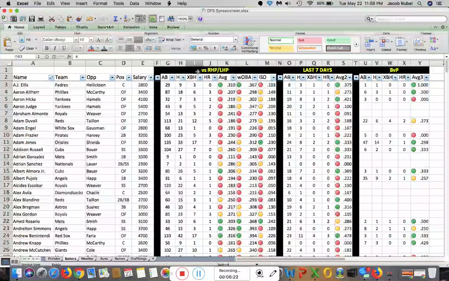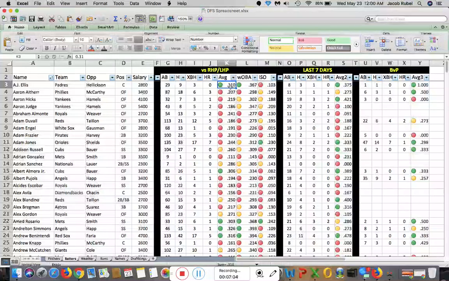So again, we have batter performance against the various handedness of the pitchers. So for instance, AJ Ellis was going up against Jeremy Hellickson tonight. Jeremy Hellickson, a right-hander. So these numbers are AJ Ellis's performance against right-handed pitchers this season. Again, these dots are the same as on the pitchers tab. You can go and check what the criteria are by going to format and then conditional formatting again.